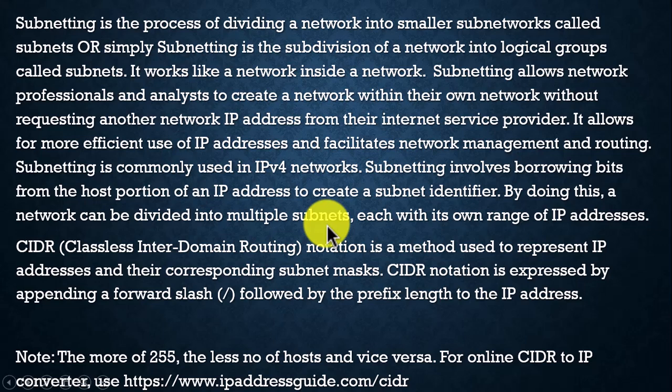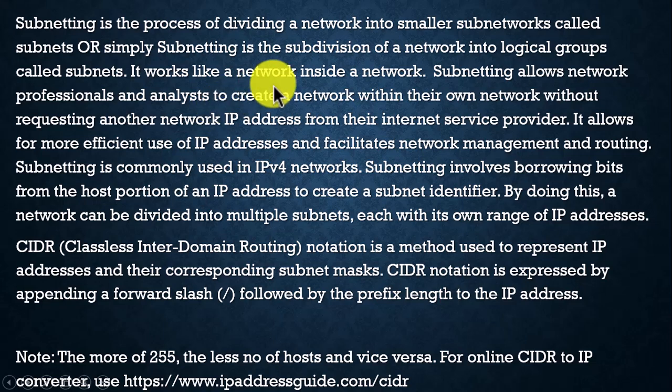Now let's read through this. It said subnetting is the process of dividing a network into smaller networks called what? Subnets. Or simply, subnetting is a subdivision of a network into logical groups called subnets. It works like a network inside a network. Subnetting allows network professionals and security analysts to create a network within their own network without requesting another IP address from the internet service provider. You don't need another IP address. You're just going to create a network within a network. It allows for more efficient use.